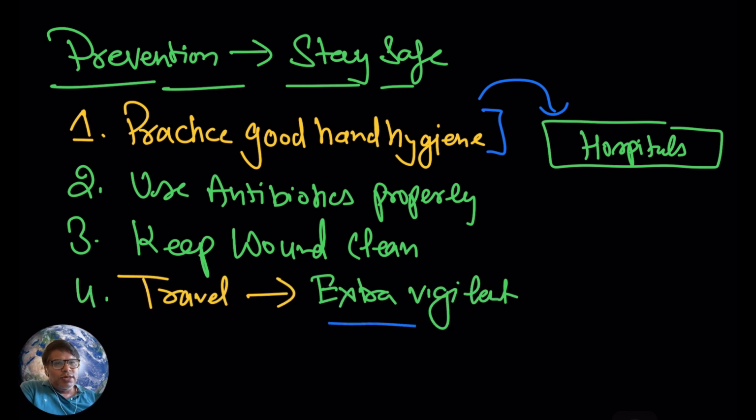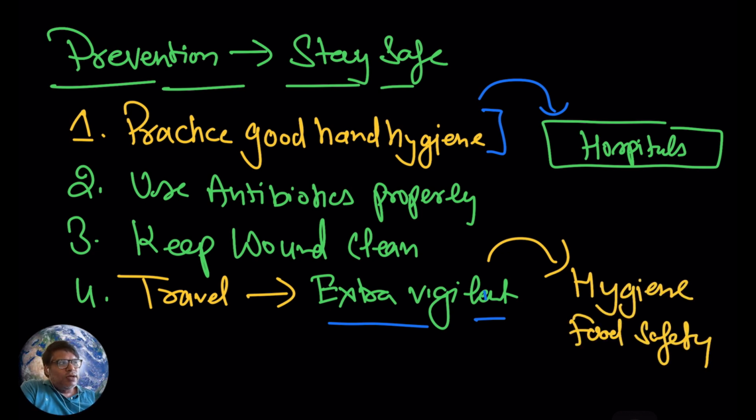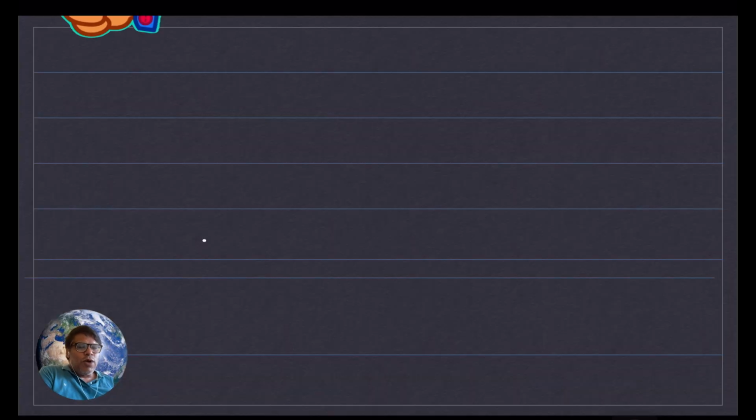The last point: if you are going to travel to the USA or even to other countries, be extra vigilant. If you are visiting hospitals, be vigilant. That is most important. Take every precaution you can take. So this is about nightmare bacteria, and if you maintain good hygiene, food safety, and healthy conditions, you can protect yourself from this bacteria. Hopefully you have learned clearly about nightmare bacteria. We have discussed some basic information.